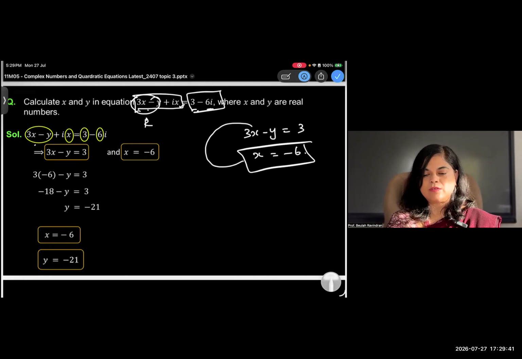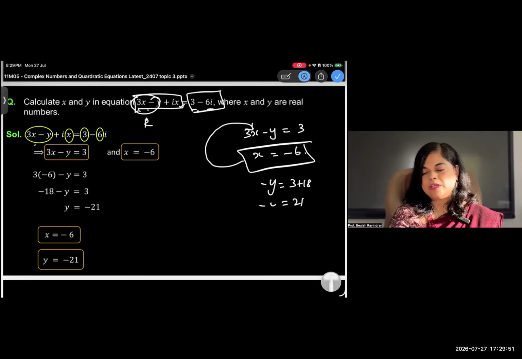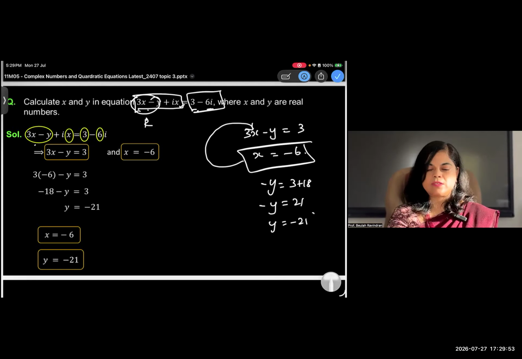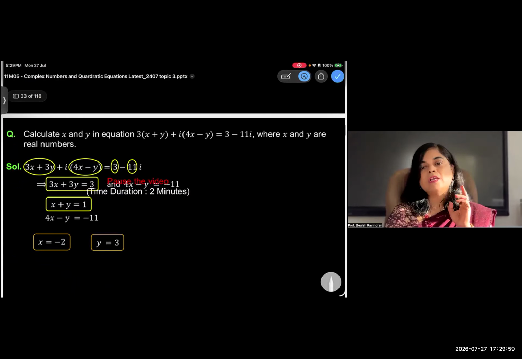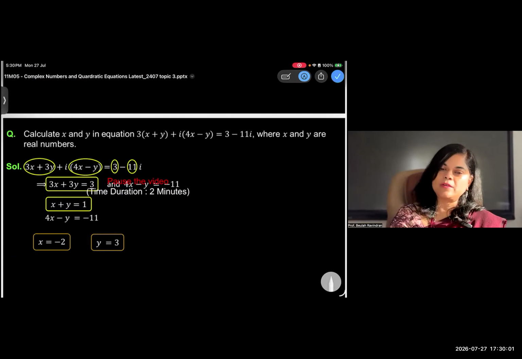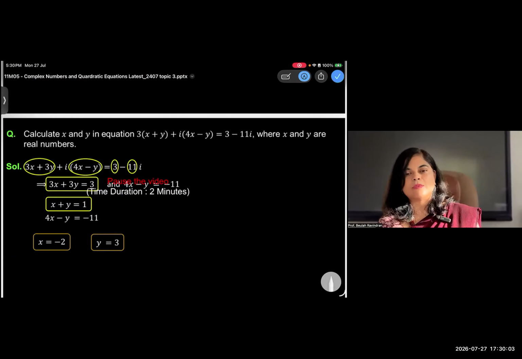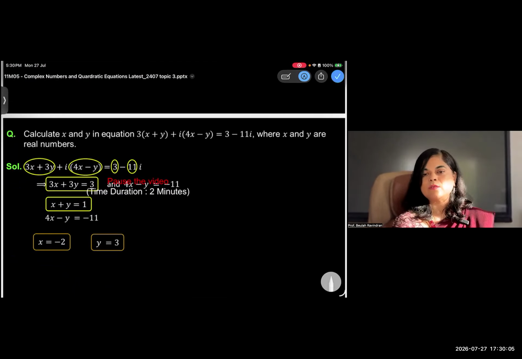You can substitute x equal to minus 6 here. Then negative 18 minus y is equal to 3 plus 18, which is 21. So negative y equals 21, and that gives the answer. Can you understand this? It's very easy and simple. Keep in mind: equate real numbers to real numbers, and imaginary numbers to imaginary numbers. That's it.